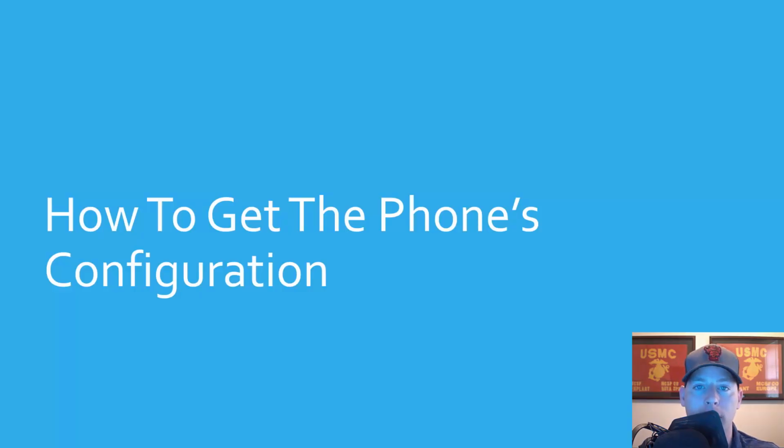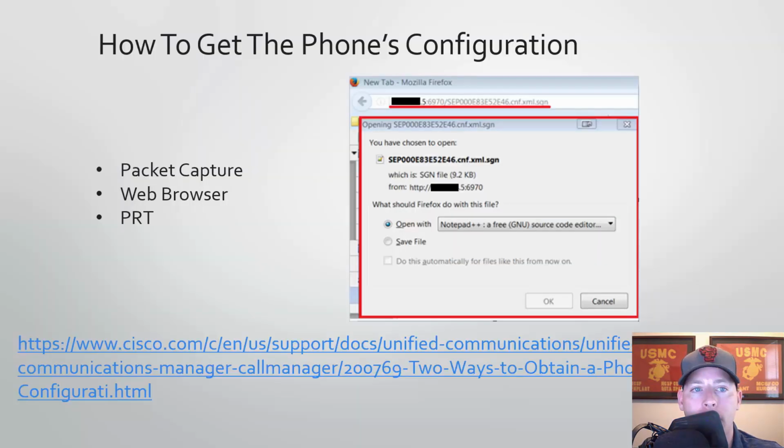The next topic I'll discuss is how to get the phone's configuration file. This is useful when troubleshooting because you need to see exactly what the phone is receiving, not what's configured on the Call Manager. You want to see exactly what's being sent to the phone. Sometimes the configuration file can become corrupt, and if you download it, you might be able to find specifically which area is corrupted. And there's three different ways that I typically go about downloading the config file. I can pull it out of a packet capture. I can get it from a web browser, like how we see over here on this screen.